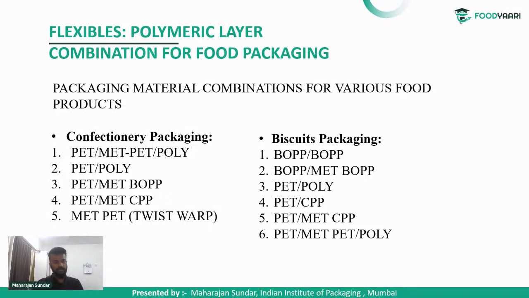Okay, here PET is the first one in confectionery packaging. The PET acts as a polymeric sealing agent. Metallized PET acts as a barrier layer. And polyester acts as a printing surface. It gives good printing and good ink refraction.